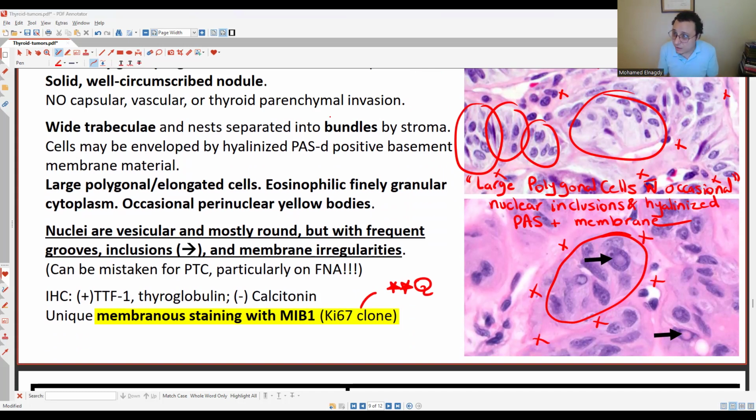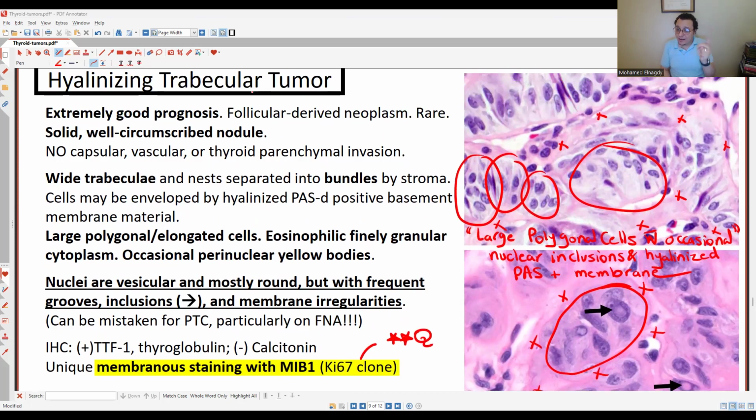Well, can I diagnose this by H&E? I think no. But in the 2 Q banks that ask questions about this tumor, 1 Q bank gave it as a diagnosis case, but they showed the tumor with this basement membrane-like material, and then another picture showing membranous Ki-67 staining.